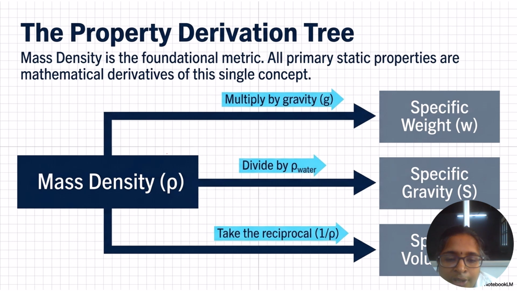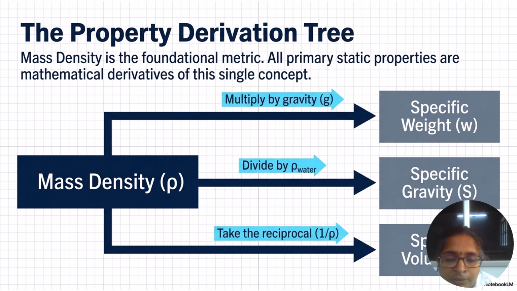The first one is mass density, which is denoted by the symbol rho. The mass density is the foundational metric where all primary static properties are mathematical derivatives of this single concept. That is, from the mass density we can have specific weight, specific gravity, and specific volume. When mass density is multiplied by gravity, g, denoted by the symbol w, it gives you the specific weight of a component.